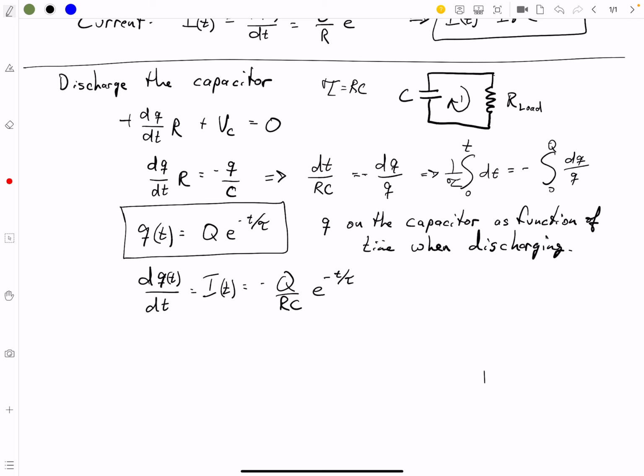And I wrote tau as rc because we want to know what I max is, and that's q over rc. So our I as a function of time is going to be negative I max e to the minus t over tau.